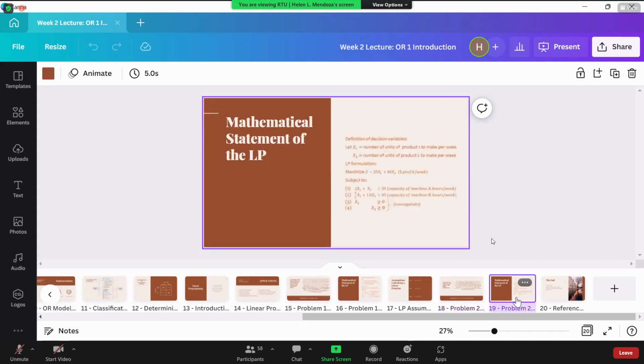Ito na siya. So for the definition of the decision variables, we would have let X1 is the number of units of product 1 to make per week. Actually, pwede namang units lang o kaya number lang. X2 is the number of units of product 2 to make per week. So we maximize Z. May kulang ba? Dapat yan 25x1 plus 40x2. Ay, may error. Sandali.